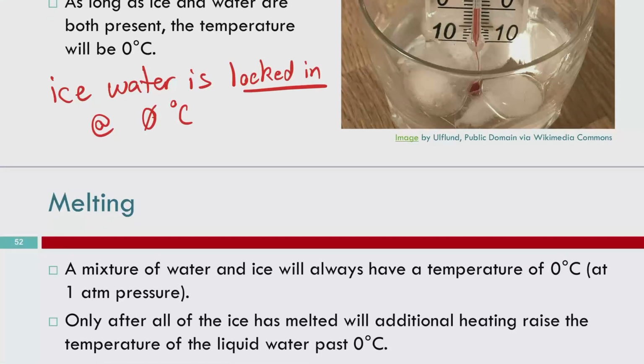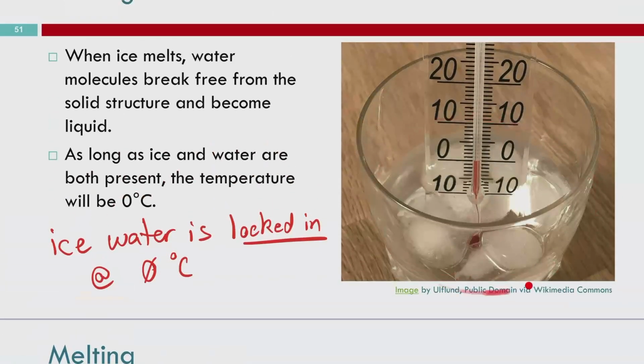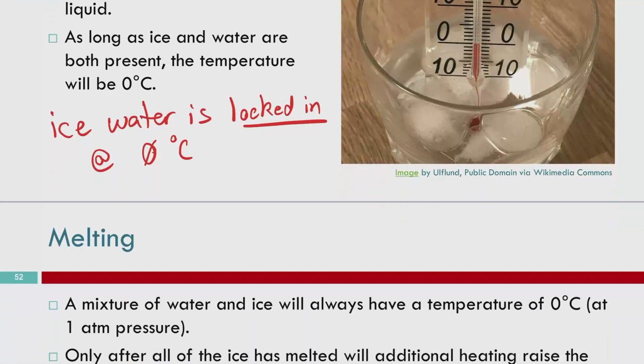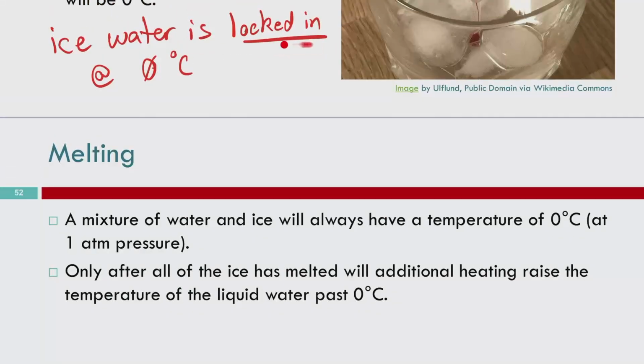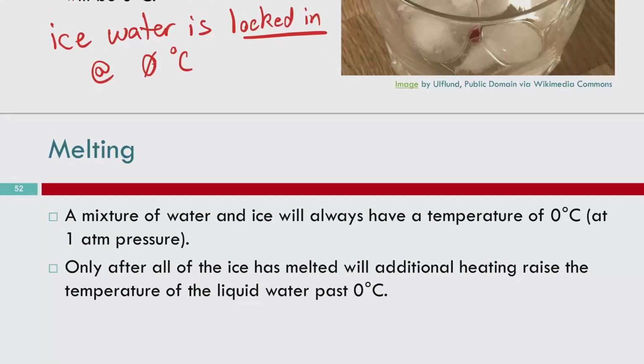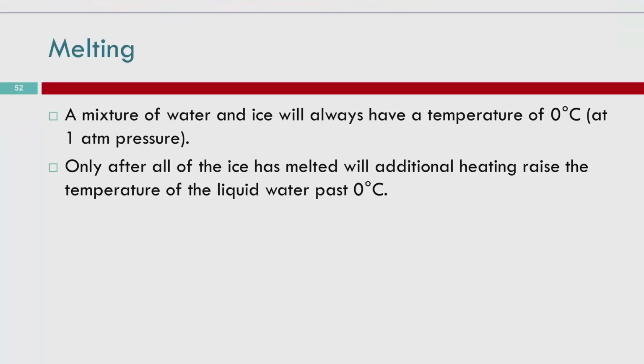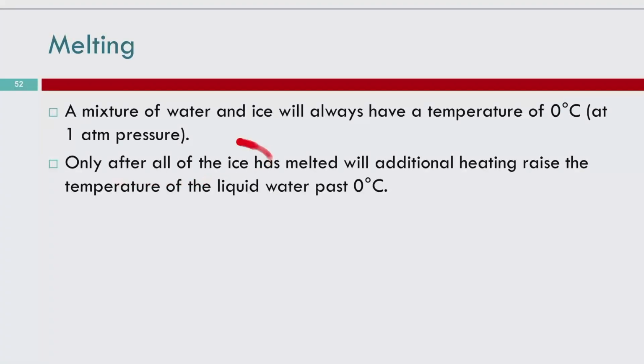This also means that if you've got cooling drinks, like you've got people over for a party and you've got an ice chest full of drinks, as long as there's a decent amount of ice in there, you know that your beverages are staying nice and cold. It doesn't have to be absolutely jam-packed with ice. So that ice water is going to be locked in at 0 degrees Celsius until all of the ice has melted. Once all the ice has melted, then additional heating will raise the temperature of the liquid past 0 degrees Celsius.